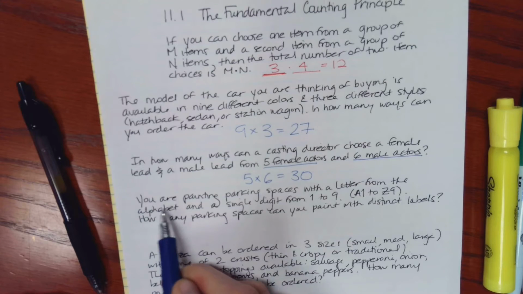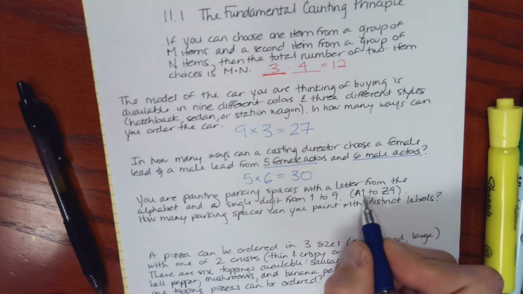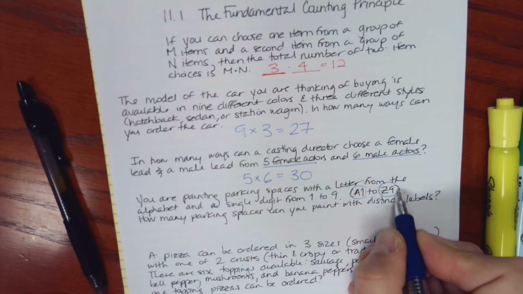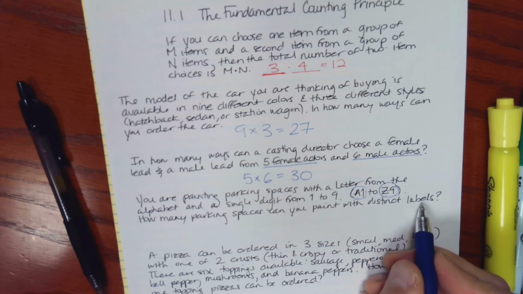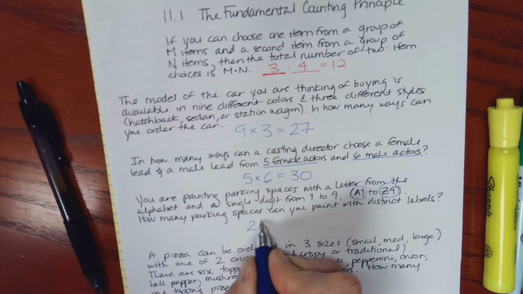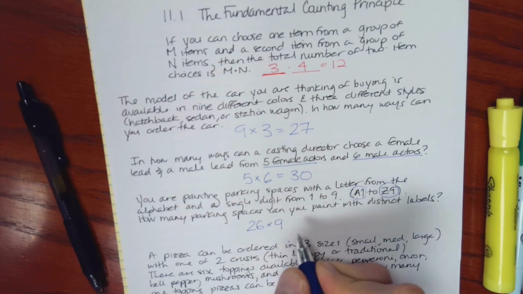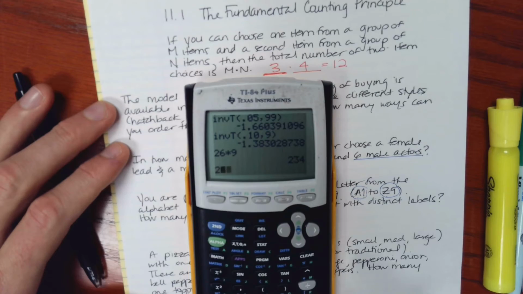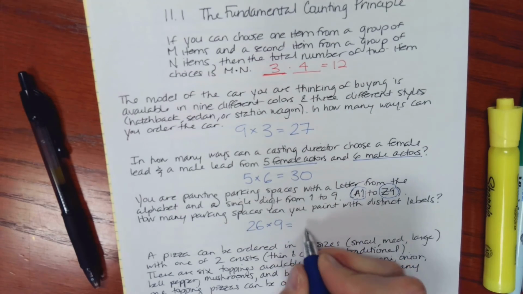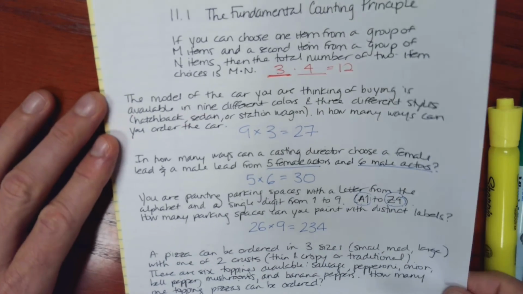So next it says you are painting parking spaces with a letter from the alphabet and a single digit from 1 to 9. So for instance, the parking space labels would look something like this, either A1 or Z9. How many parking spaces can you paint with distinct labels? So we would have 26 options for the letter of the alphabet, and then there are 9 options when we're thinking about the digits from 1 to 9. So all in all, we have 26 times 9, and that's 234.